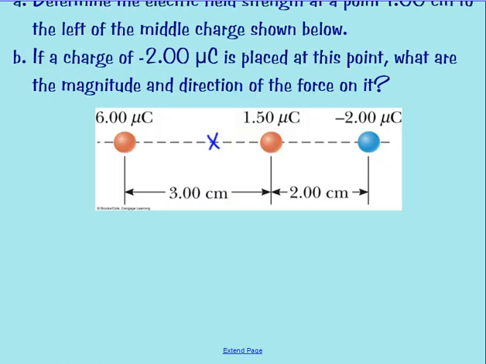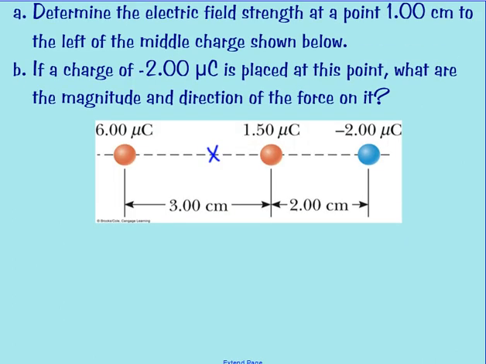Starting off with part A, we need to calculate a few electric fields and then add them as vectors. So as I have done with forces, I'm going to label these charges A, B, and C. And I'm going to work to find the field caused by each of these charges. In general, I'm going to use the equation that the magnitude of the field is kq over r squared. And I'm going to plug in the individual q and the individual r in each case.